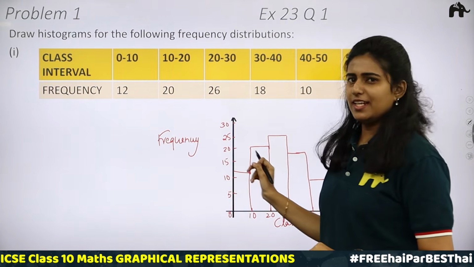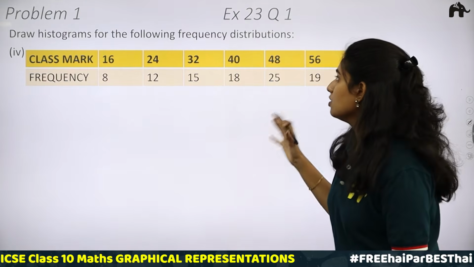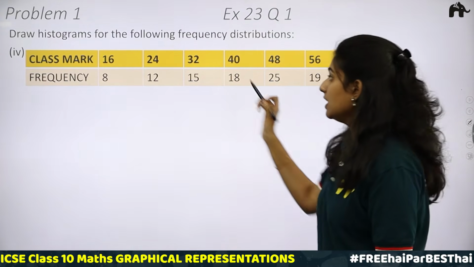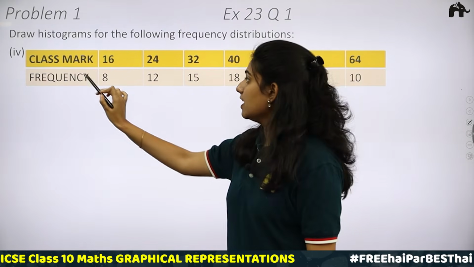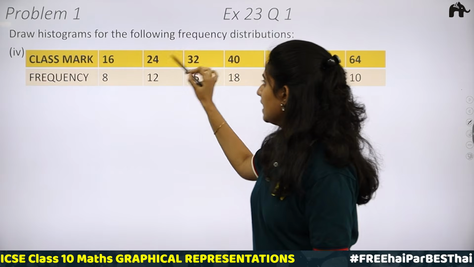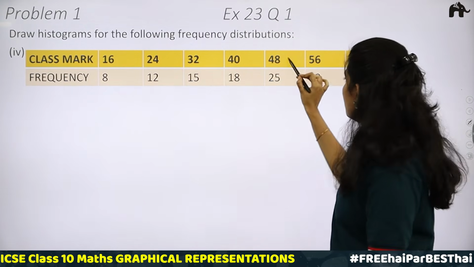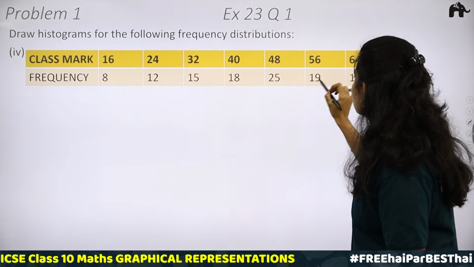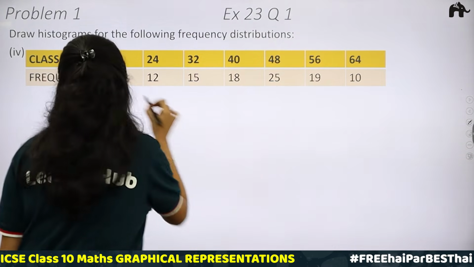Okay, very easy, right? Sub question 4 of question 1. Draw histogram for the following frequency distribution. Here class mark is given. It is not class interval. Class mark is given and frequency is given. For the class mark 16, frequency is 8, 24, 12, 32, 15, 40, 18, 48, 25, 56, 19 and 64, 10. So we need to construct a table.